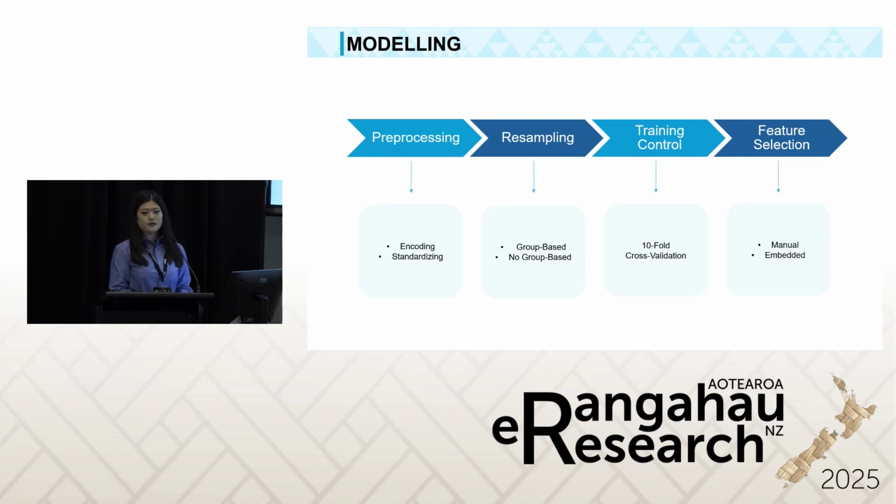And resampling is required in training models, and this involves the initial training test split and also the training validation test set split during the cross-validation. And two methods were used. One is group-based resampling and one is without group-based resampling, which is the conventional random sampling. Because we have repeated measurements from the same sites, group-based resampling ensures that the measurements from the same site only appear in either the training set or the test set.